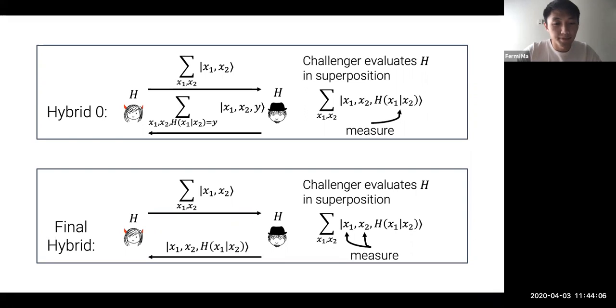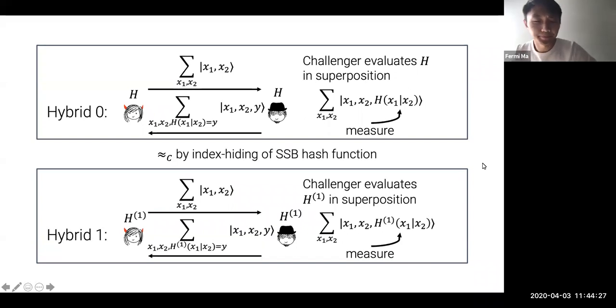Okay, so hopefully this is clear. I'm writing x1, x2 as the two different blocks of the hash function, but otherwise this is nothing we haven't seen before. So I'm starting in this first hybrid where we measure the output of the hash function. And what we can do in this first step is, by index hiding, we can change the hash function to be binding on the first block.